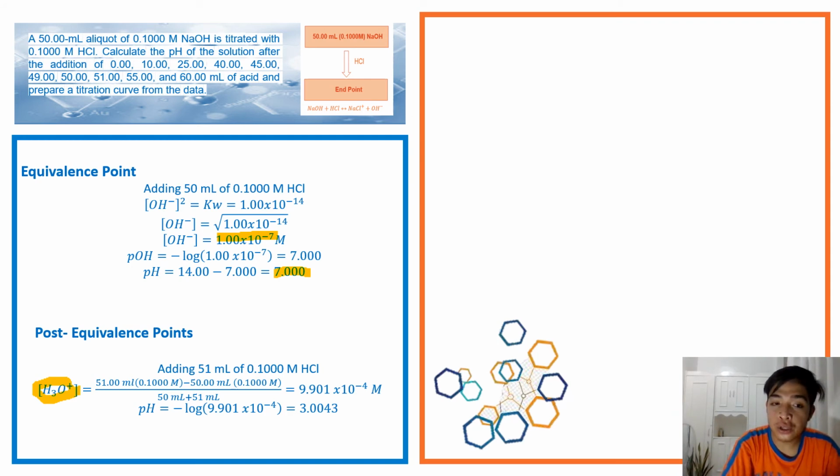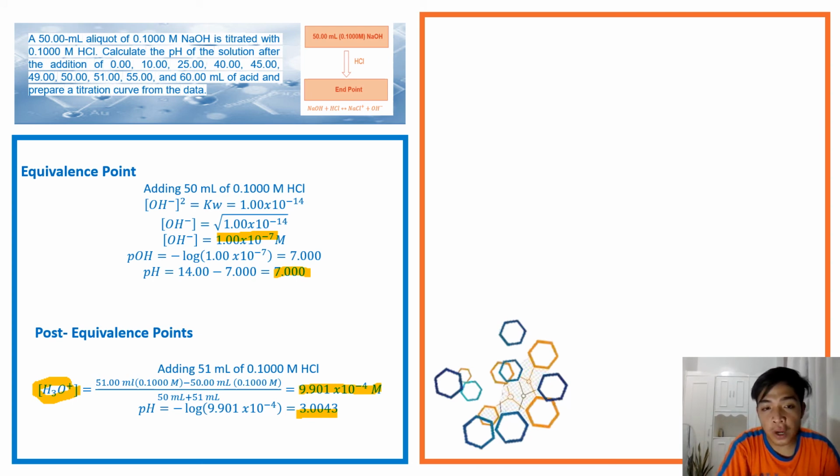The concentration of the hydronium ion is equal to the millimoles of the hydrochloric acid minus the millimoles of the original, which is 50 times 0.1 molar, all over 50 plus 51, or the total volume. That will yield 9.901 times 10 to the negative 4 molar. The negative logarithm of 9.901 times 10 to the negative 4 equals 3.0043. So 3.0043 is the pH of the solution when we add 51 ml of 0.1 molar hydrochloric acid.